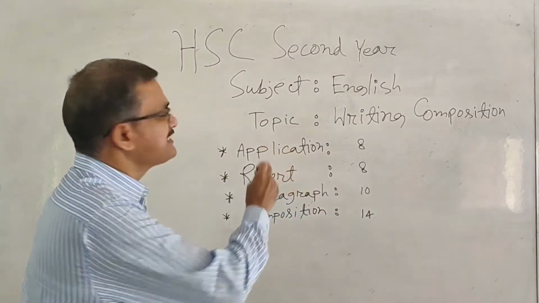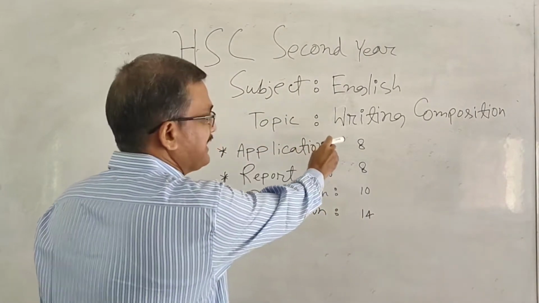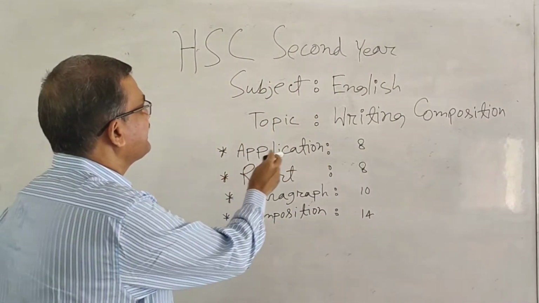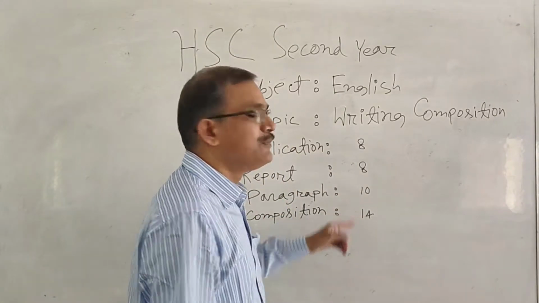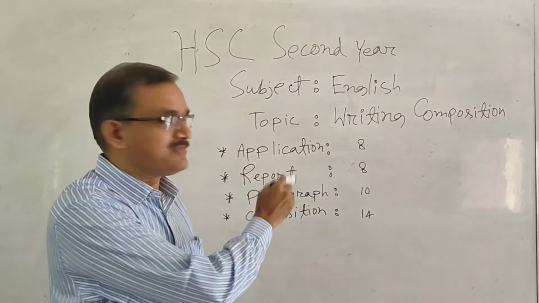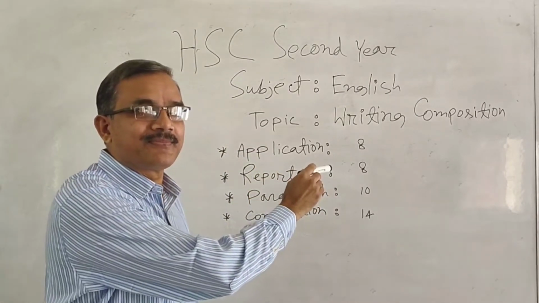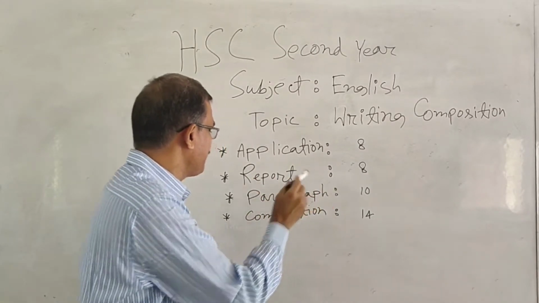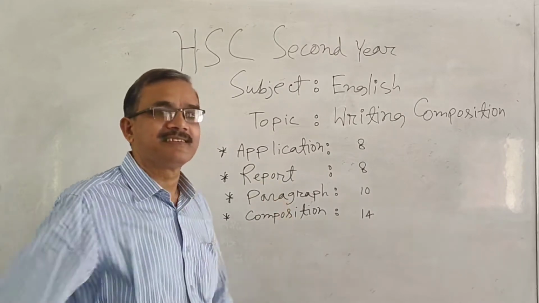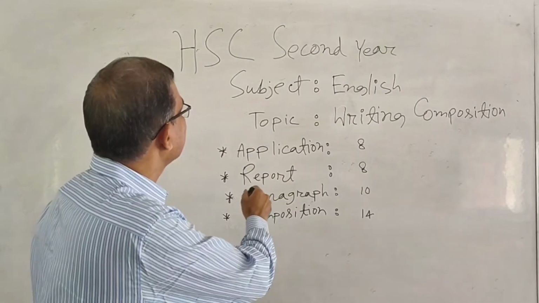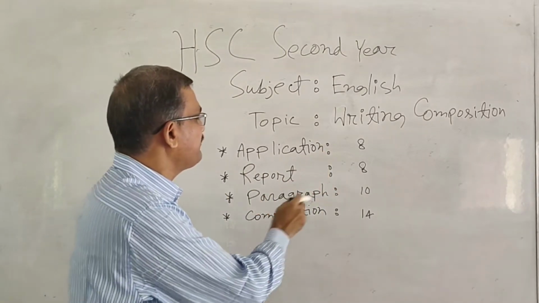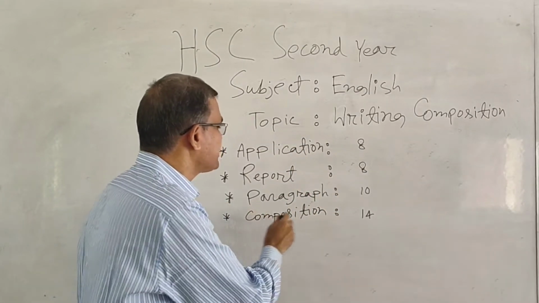So our topic today is writing composition, part 2, and here we have 40 marks. There are 4 items: application, report, paragraph, composition. For application you have 8 marks, for report 8 marks, paragraph 10 marks, and composition 14 marks.